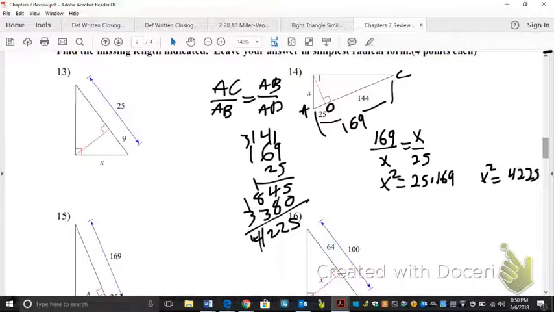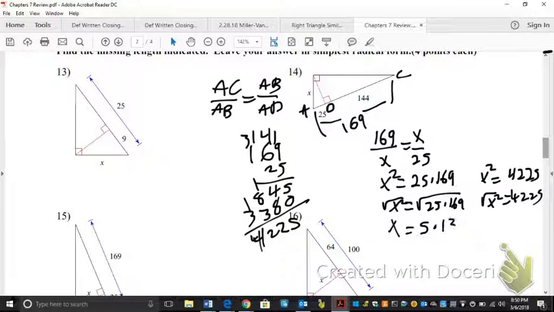So I'm going to show you how I do it because I didn't use a calculator here. If I square root both sides, so this is 4225. Now notice here, this is x equals the square root of 25, 5, times the square root of 169, 13. That's going to give me x equals 65. If I plug this into a calculator, I get x equals 65 when I do the square root of 4225. So, moving on.